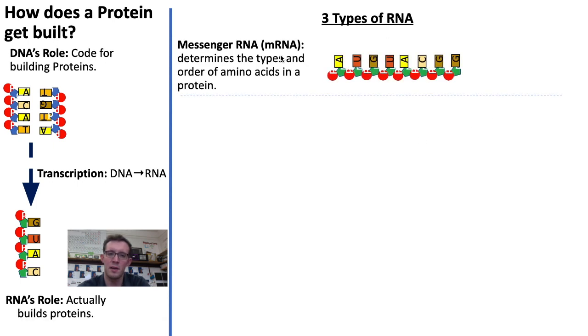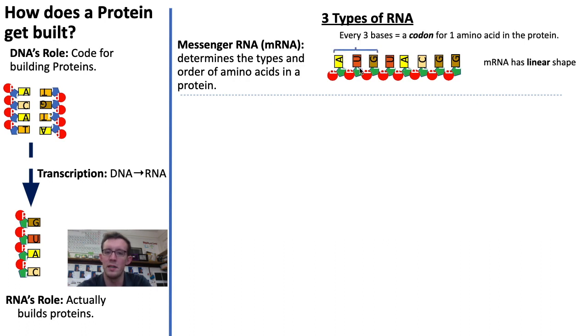The first type of RNA is called messenger RNA. And messenger RNA is responsible for determining which amino acids go into the protein and where in the protein those amino acids will be added on. The reason this is able to accomplish this is because mRNA has a linear shape, and it's made up of groups of three nucleotides called codons. Every three nucleotides, every three bases, will code for a single amino acid.